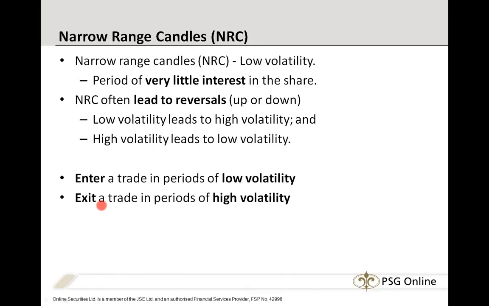Narrow range candles, obviously, this is where the body is smaller. It's suggesting low volatility or little interest in the share, and this usually leads to reversals, either up or down. I always try and look for those kind of scenarios when the market's moving sideways, especially with narrow bodies, because basically it's going through a consolidation phase, and the buyers and sellers are having a bit of a tug of war. We're waiting for new information, either bullish or bearish, and the market will break out from there.